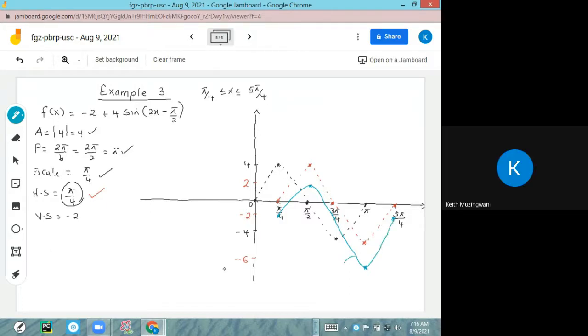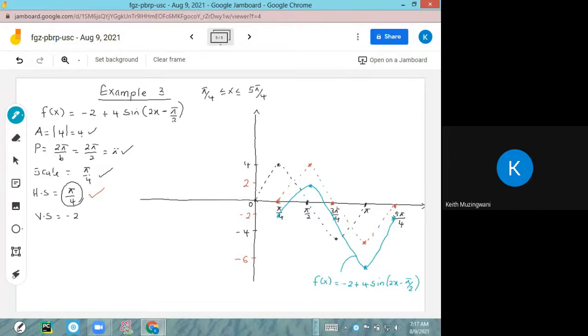And label it. So this is option number 2.